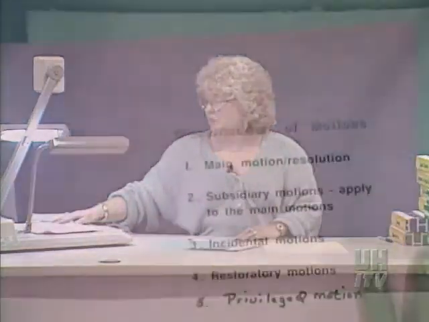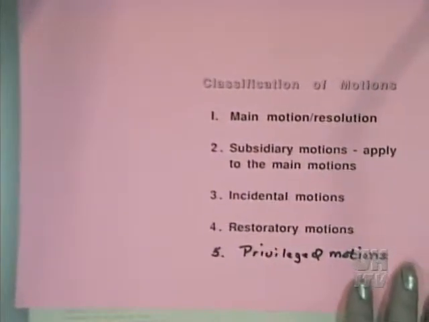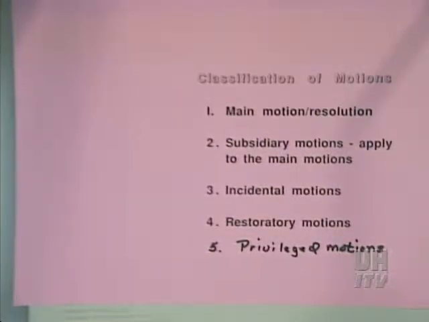There's one little item I want to backtrack on. When we put a visual up a while back, I left off one item, and some of you caught this in the review for the class, some of you didn't. When we identified the types of motions, we've been talking about privileged motions, but I realized the other day that that wasn't actually on this list.